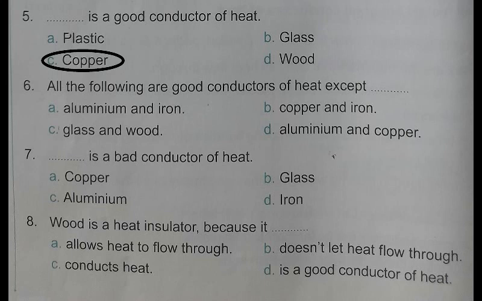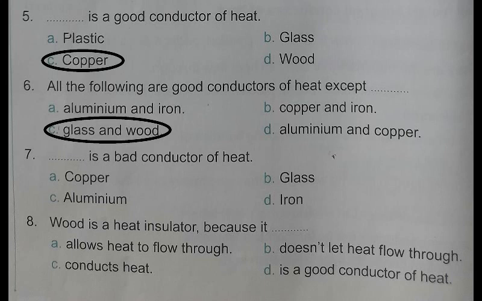Question number 6. All the following are good conductors of heat except. Here I need to look for an insulator. A. Aluminium and iron. Wrong. B. Copper and iron. Wrong. C. Glass and wood. Right. D. Aluminium and copper. Wrong. The right answer is number C. Glass and wood.